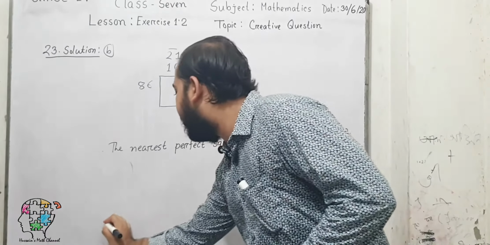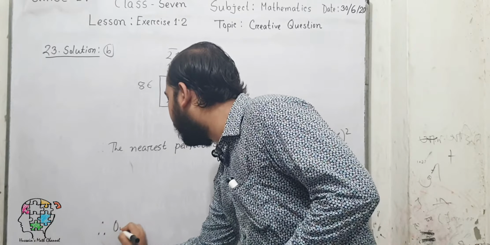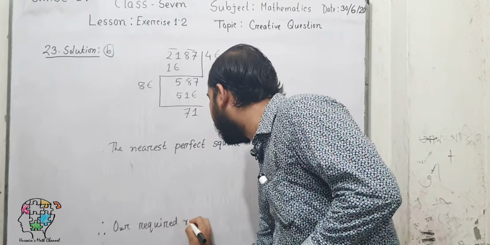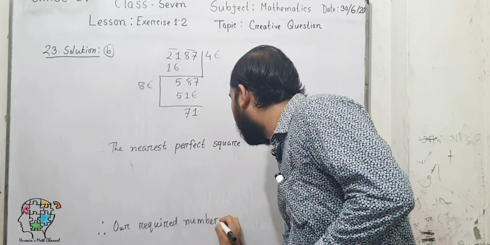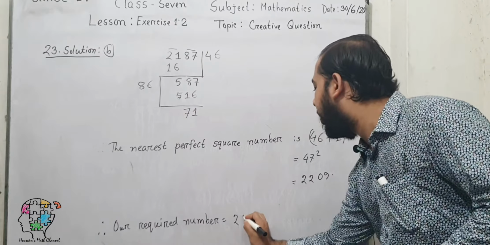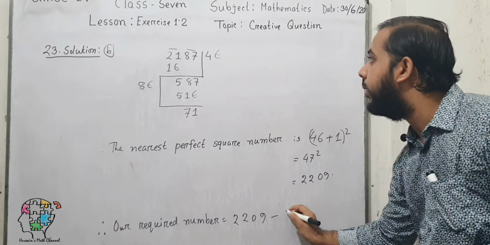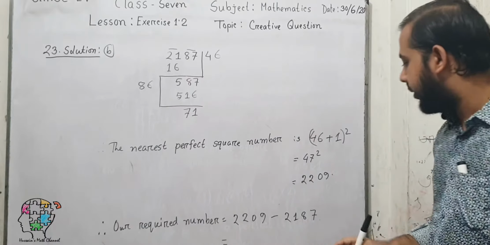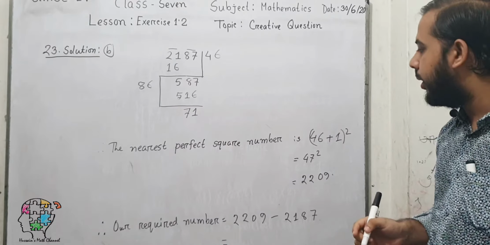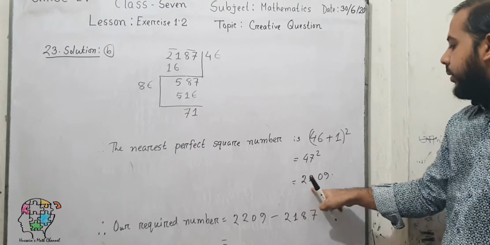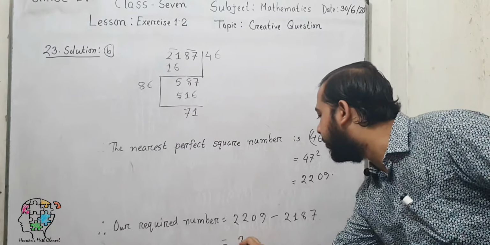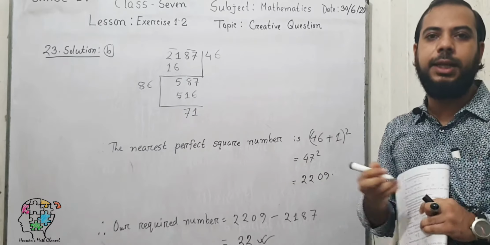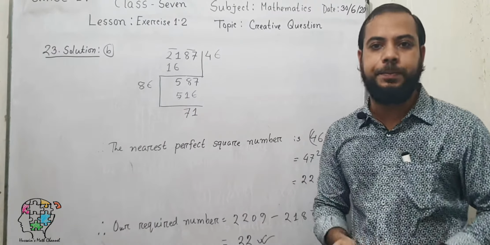Now if we subtract, therefore our required number, we will subtract the given number from our result. So we subtract 2187 from our new result 2209. So we'll get 22, which completes our answer. I hope you understand. Now we will move on to our next question.